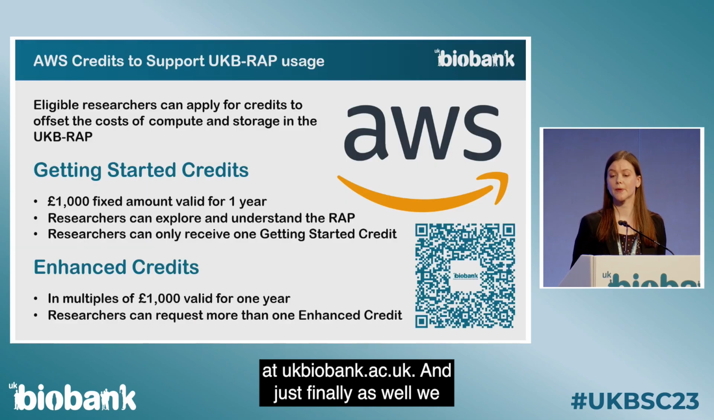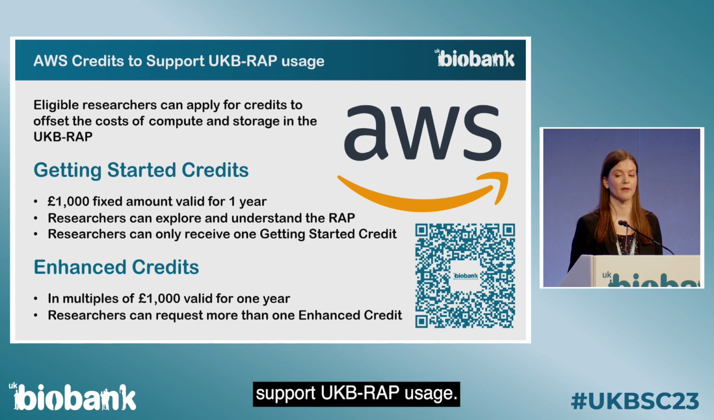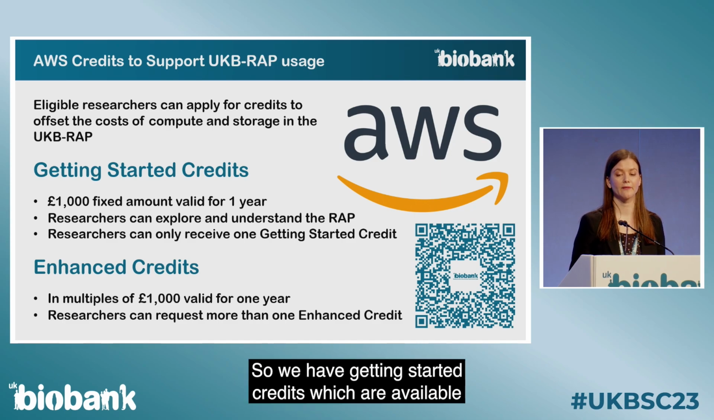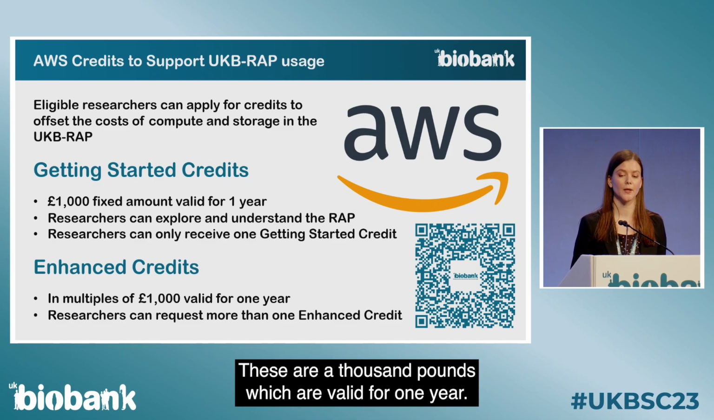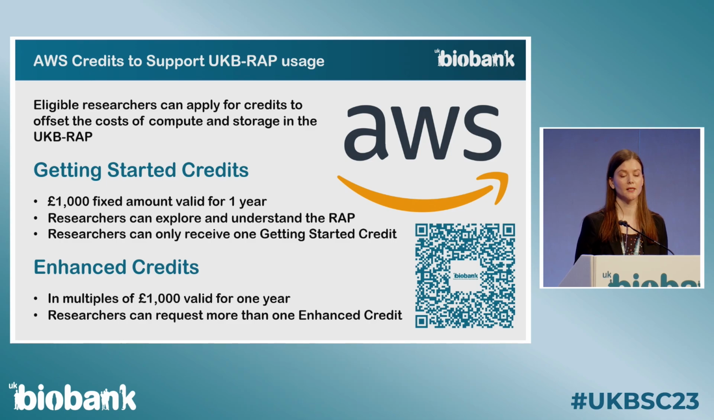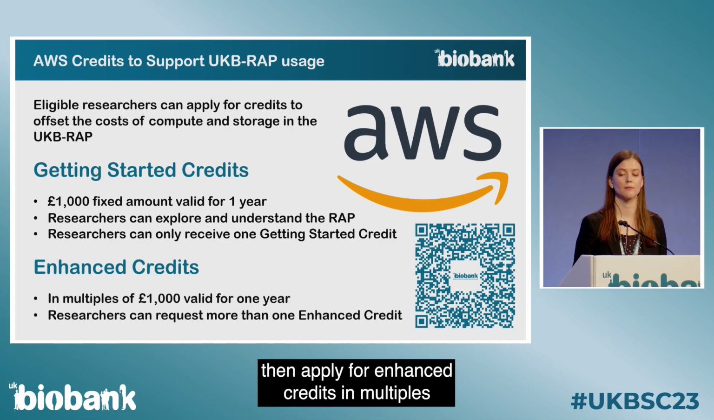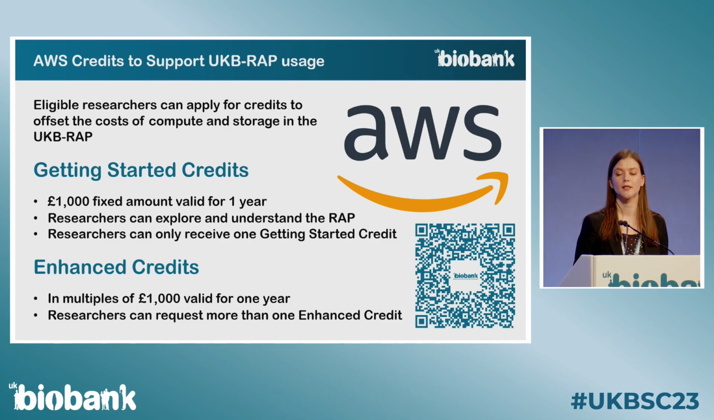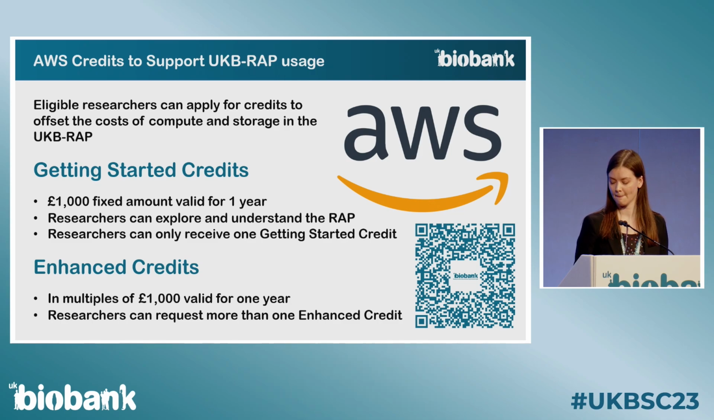And just finally as well, we also have AWS credits which are available to support UKB-RAP usage. So we have Getting Started credits which are available for a large number of researchers. These are £1,000 which are valid for 1 year. It can help you to understand what costs you might need for compute and storage over the course of your project, and then apply for enhanced credits in multiples of £1,000. These are valid for a year, and you can apply for them across multiple years.